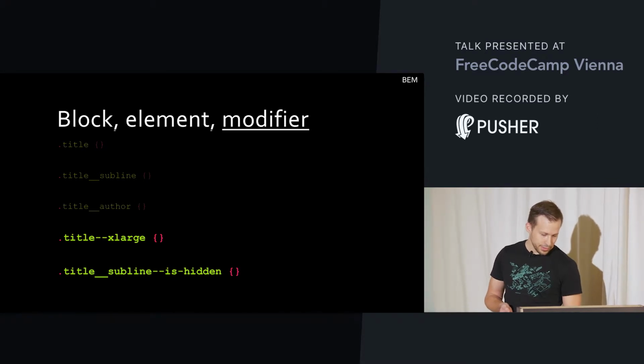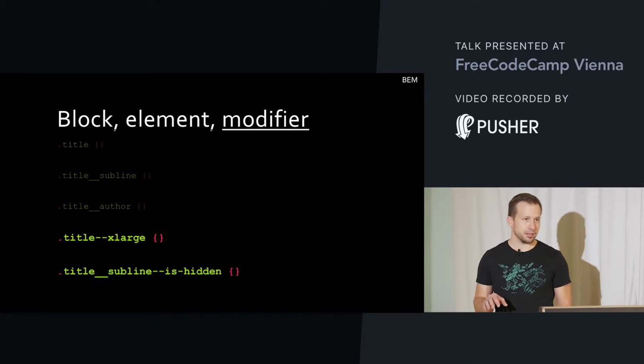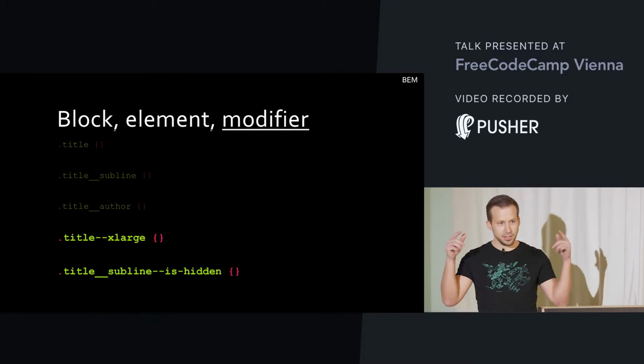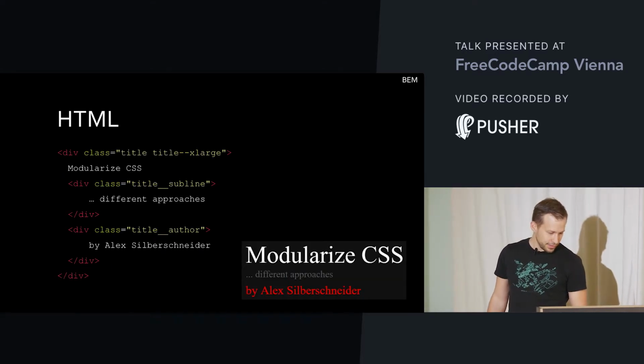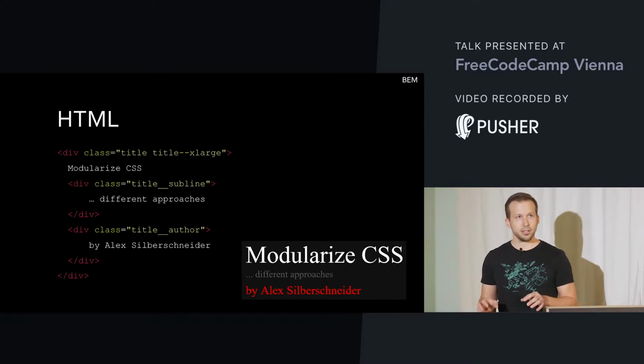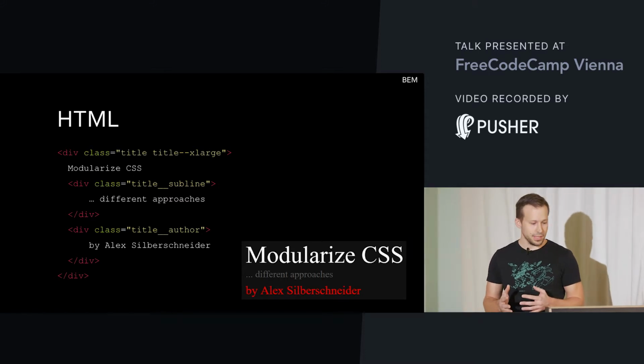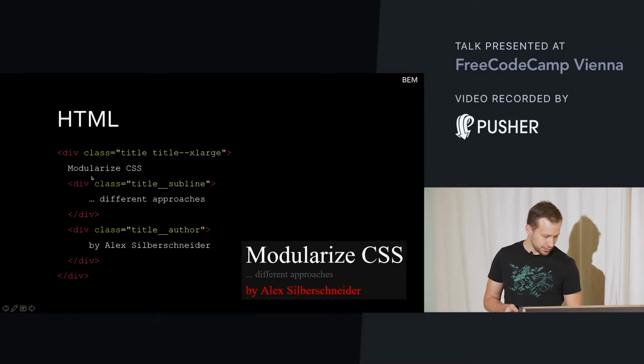So, I just showed you the selector names, but I guess that in your head you already have an idea how the HTML would look like. This is one of the benefits of BEM: that you always have an idea how the selectors and the HTML belong together. And you see now that we have the block element starting. This block element has a modifier that is x large. In this block we have the elements subline and author.